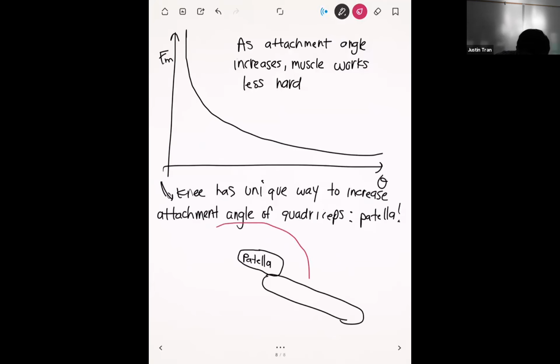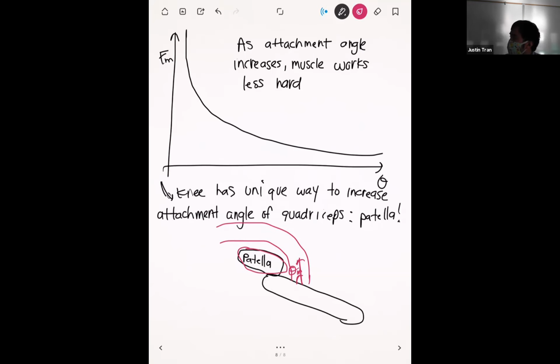So this is an exaggeration. So it's not actually this thick around. But the quadriceps kind of has to go around your patella. And so you can see, because the quadriceps have to go around this, it's literally kind of almost like a pebble in a stream. Right? Because it has to go around that thing, your muscle force attachment angle is going to be naturally higher.